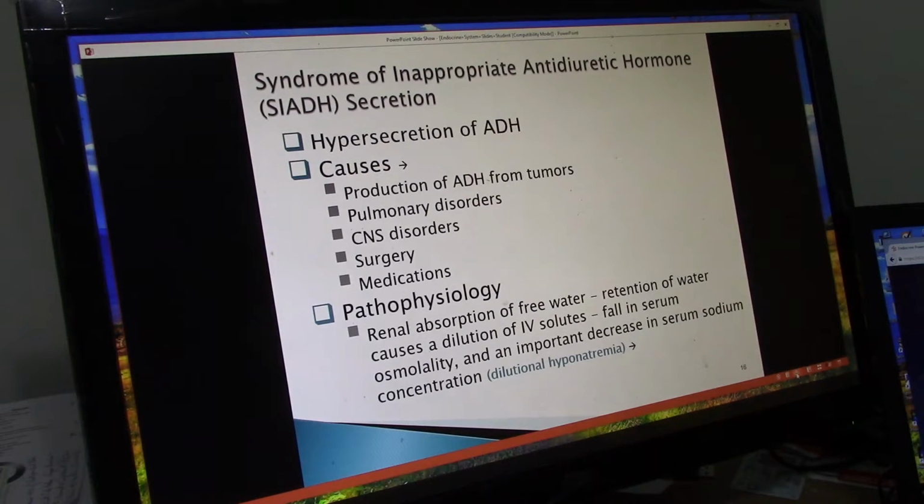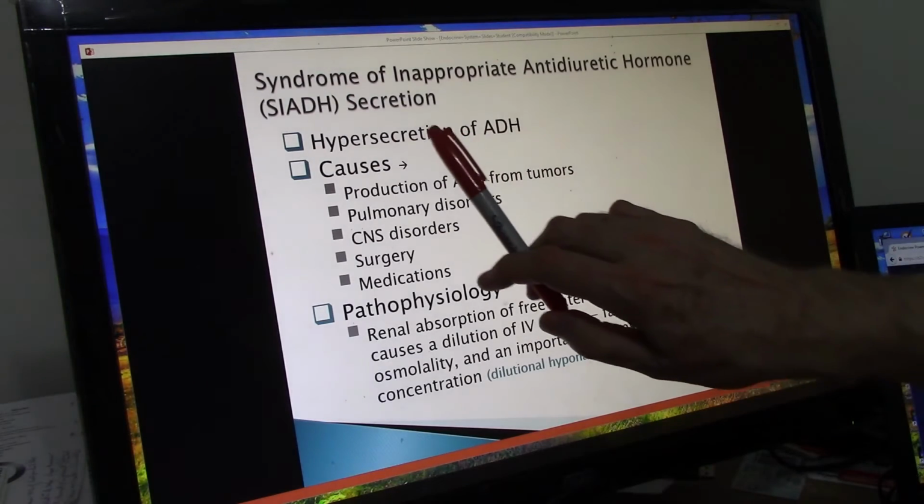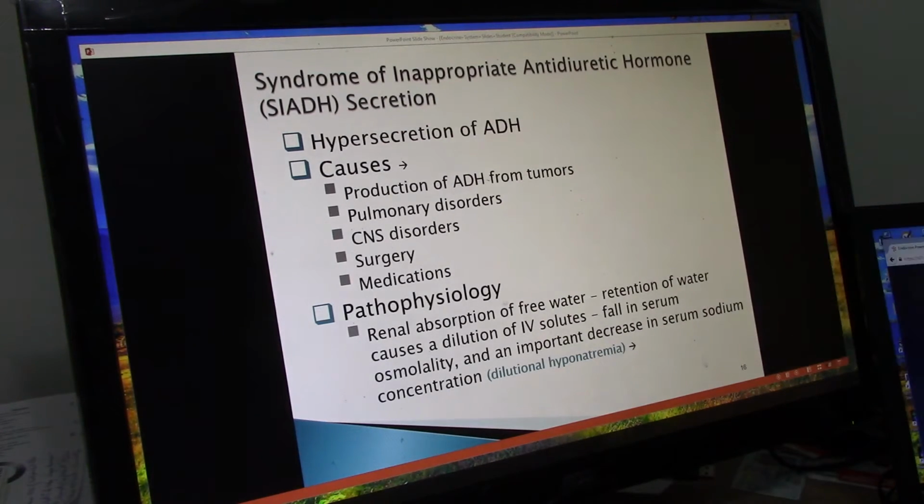Okay, now let's look at one of the first diseases we want to look at, which is SIADH. SIADH is going to be the first one, and this is just syndrome of inappropriate, and that's just kind of what it sounds like. You have an inappropriate level. It's too high, too much ADH. Okay, but just stop and think about it.